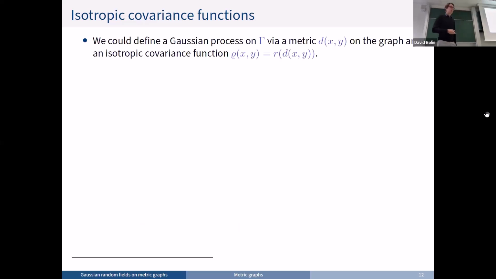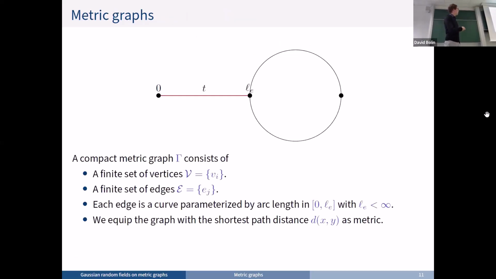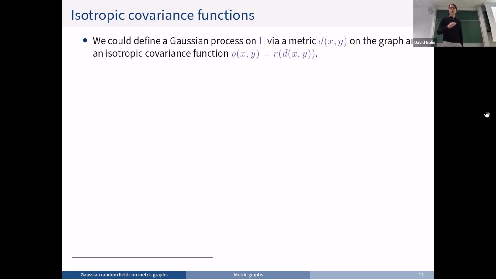Good. So that's the type of physical space where we now want to define a Gaussian process that lives on that. And the first natural idea would be to do the same thing as we do in R^d. So define a covariance function on the network, and then use that covariance function as the covariance function for a Gaussian process.